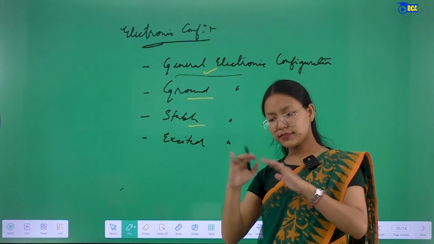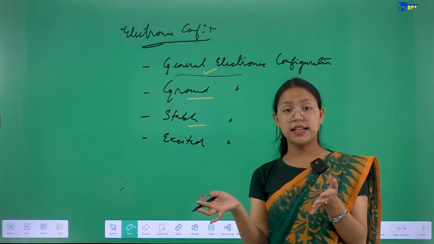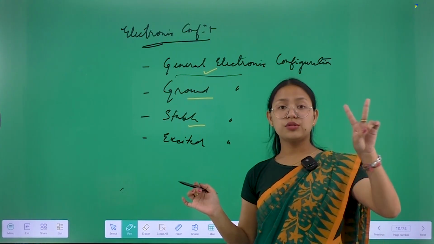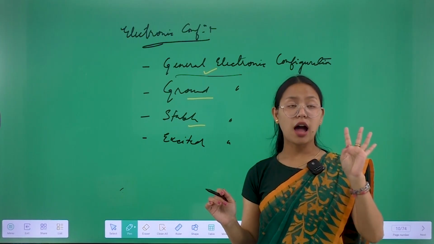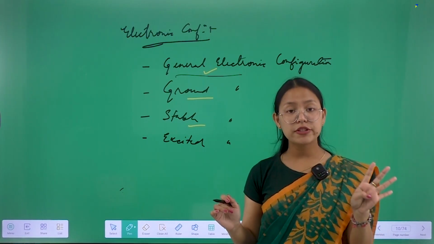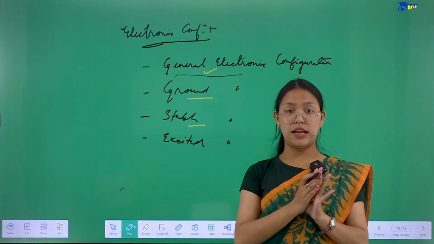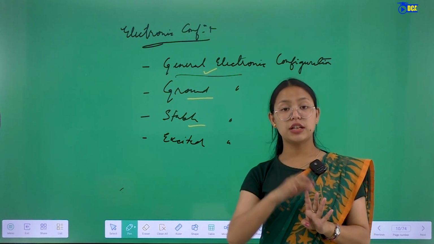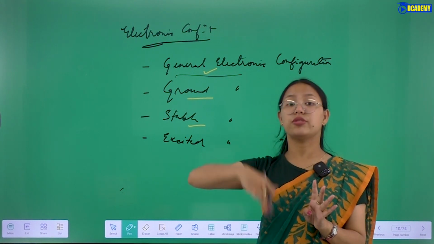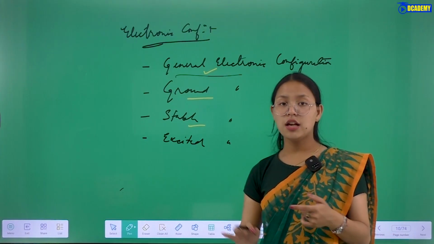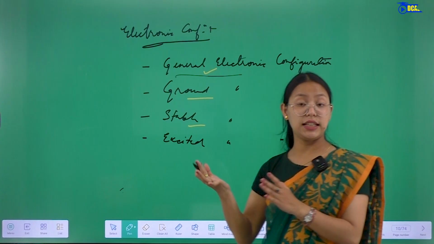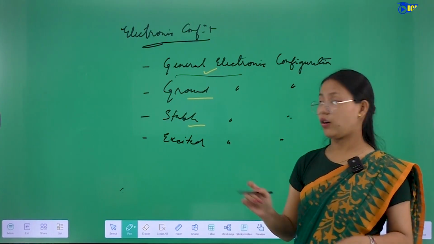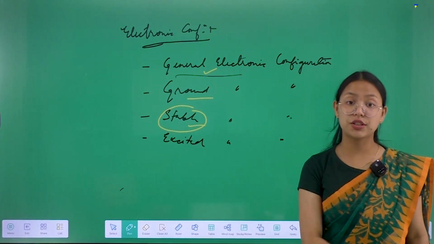Next, the stable electronic configuration. Whenever we say stable electronic configuration, there are two types: completely filled or half filled. In the fully filled or half filled configuration, electrons are lost or electrons jump from another orbital so that the orbital gets to a stable state. That is called a stable electronic configuration.